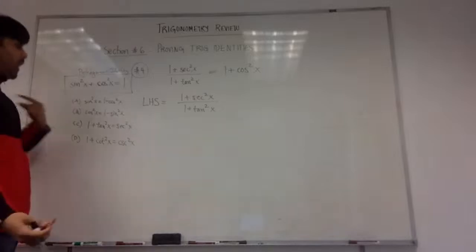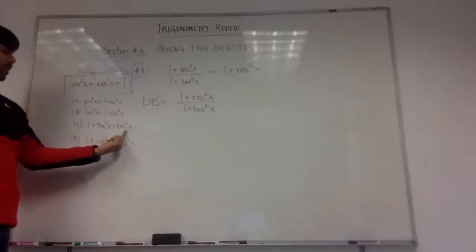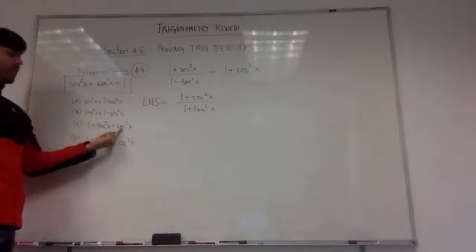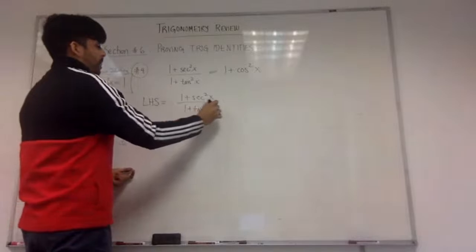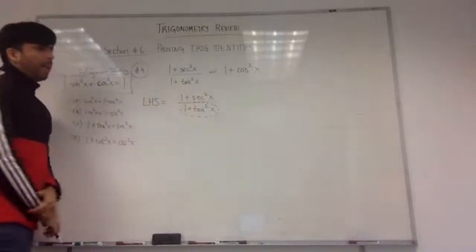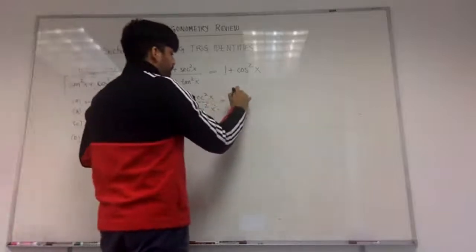So then you realize, okay, do I have 1 plus secant squared x here? I have a secant squared. I have a 1, but it's not being added to the secant squared. But what I do have is 1 plus tangent squared. I have that 1 plus tangent squared is exactly secant squared. So I'm going to replace that.